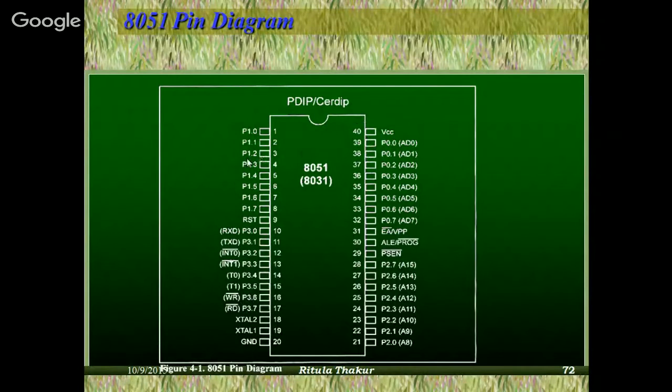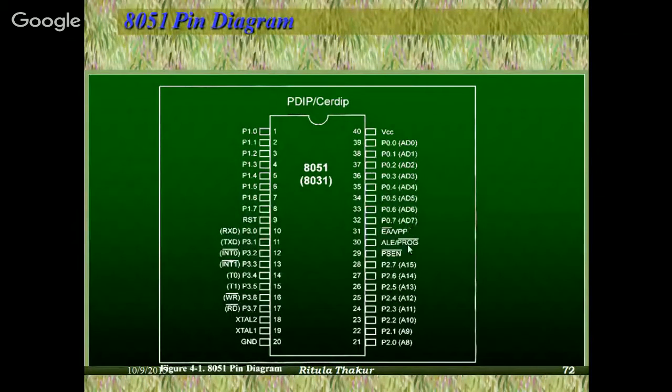0, 1, 2 and 3. Now can you make out any difference among all the ports? There is only one port which is a dedicated input output port. बाकी सभी ports के side में in the brackets you are getting some dual function. See, in this port P1, P0 also, this is the port, and in the bracket you have AD0 to AD7.